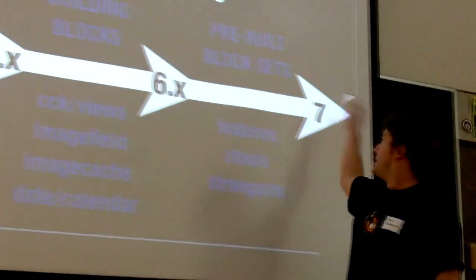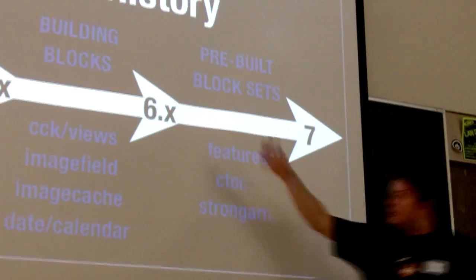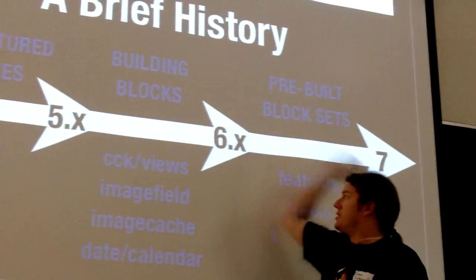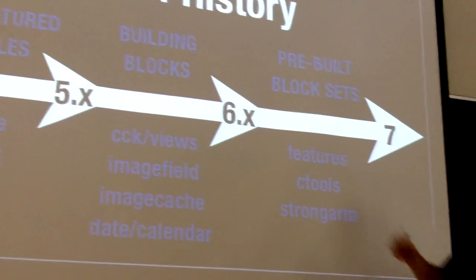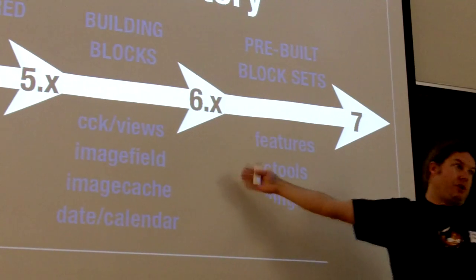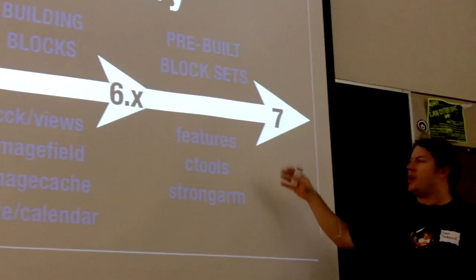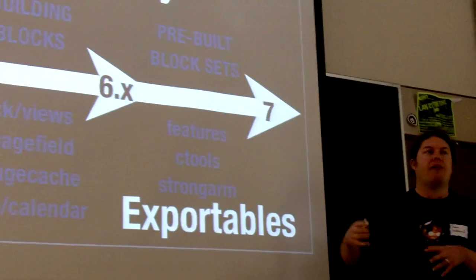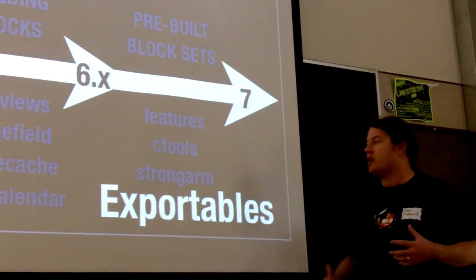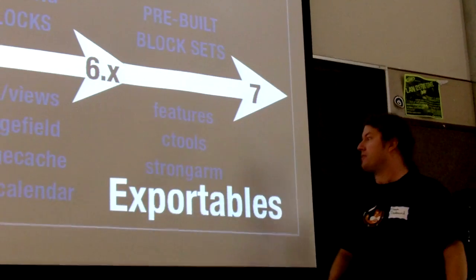So next, in Drupal 6 and continuing on to Drupal 7, what we're getting here is pre-built block sets. We're still using these blocks, CCK, views. CCK is in core now for 7. Image field and image cache are in core as well, date and calendars, but you still use these building blocks. And with features, ctools, strongarm as well, and other ones, this gives you this idea of exportables, where you have your configuration that you spent all this time putting together, but it lets you save that as a saved set of all your cool stuff that you put together.